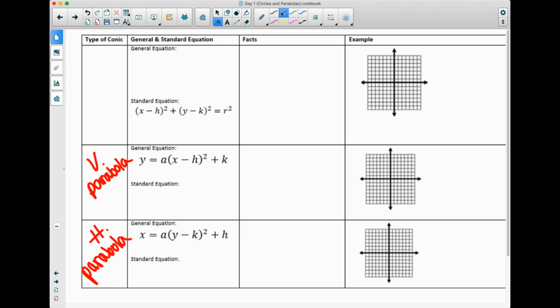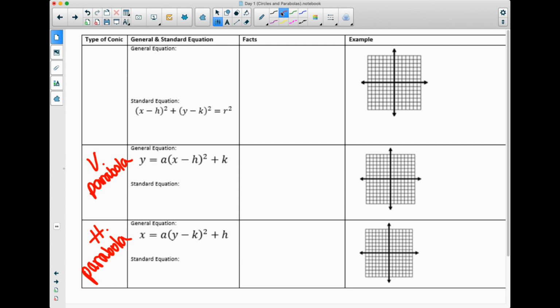And you can actually write that in. I just don't have enough space up there. Makes sense. Vertical is y equals, horizontal is x equals. So you're going to put whatever information you want to put on here. You'll put an example, all the things, and then whatever extra examples we have, you'll write on your normal notes.